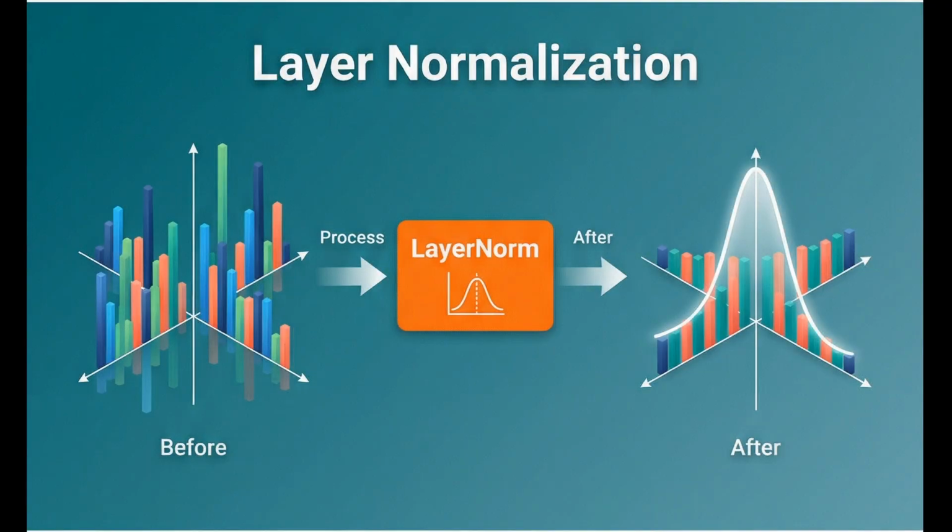Layer normalization stabilizes the network. Unlike batch norm, layer norm works on each token independently, normalizing its features to have a mean of 0 and variance of 1. This ensures consistent signal magnitudes throughout the deep network.